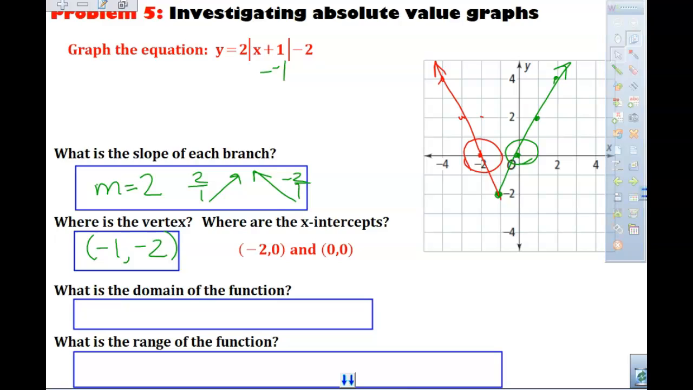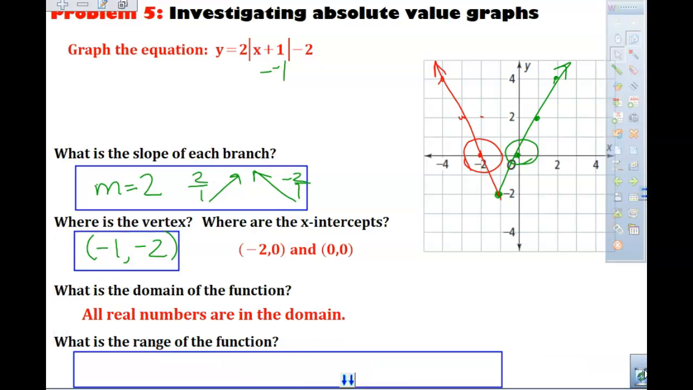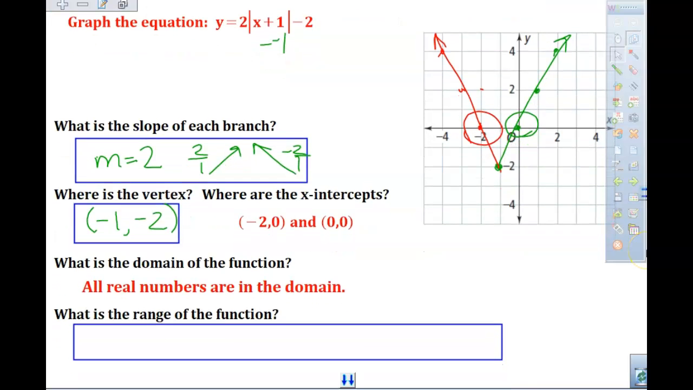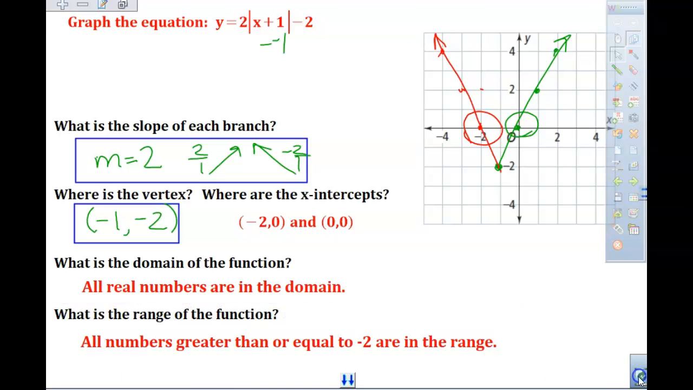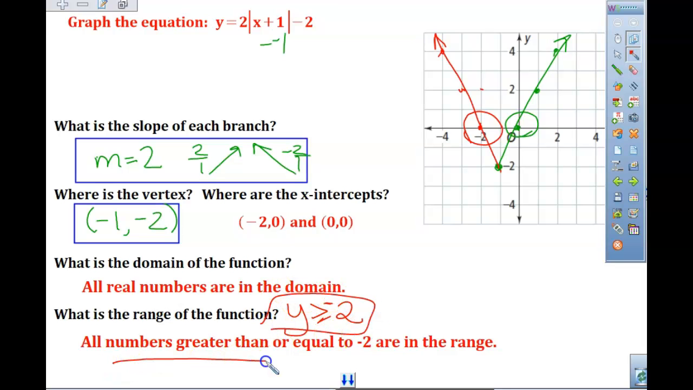Oh, domain. What kind of x values could you choose? This should be all reals, right? Does that make sense? Whereas my range starts at what number? Y greater or equal to -2. So a lot of times we might write the range this way, y greater or equal to -2. Or you can write it out in words. I take it either way. I think this is a little quicker.